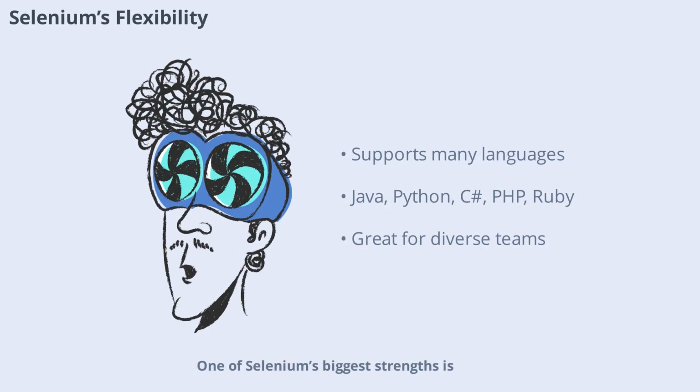One of Selenium's biggest strengths is its support for multiple programming languages. Whether you're comfortable with Java, C#, Python, PHP, JavaScript, or Ruby, you can use Selenium in the language you know best. This flexibility means teams with diverse technical backgrounds can all leverage Selenium for their testing needs. It's a major reason why Selenium has become so widely adopted in the software testing community.